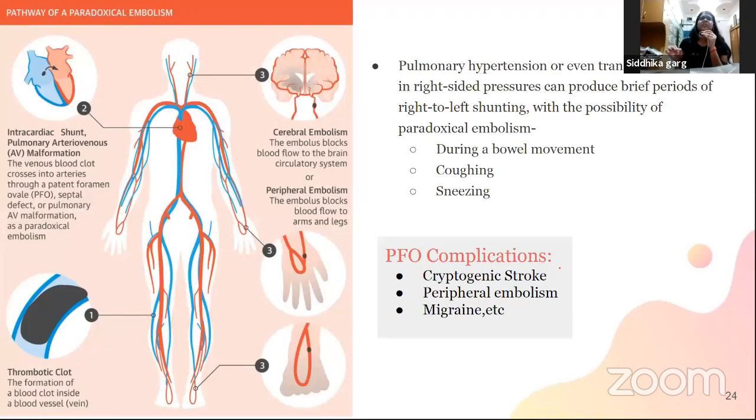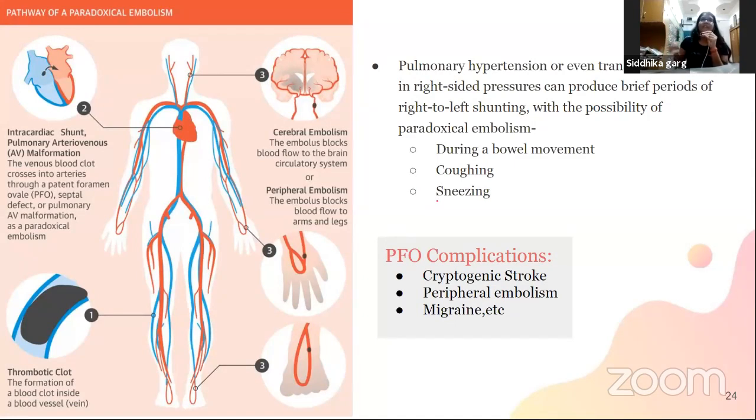Now, there's a term known as paradoxical embolism. What is it? This is a diagram which illustrates it very well. What happens is an embolus is formed at the venous end, which goes into the right side of the heart with the flow of blood. Now, during pulmonary hypertension, or during any strenuous activity, like a bowel movement, coughing, sneezing, or the Valsalva maneuver, there's a transient increase in the right-sided pressures, which causes a right to left shunt.